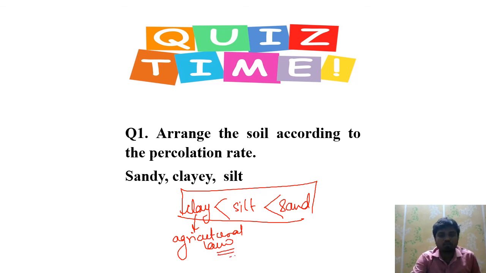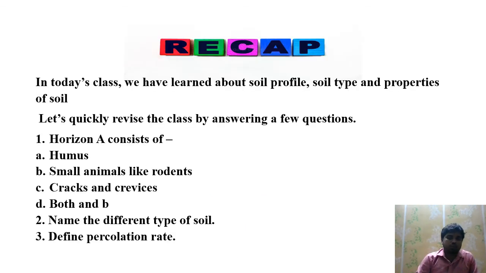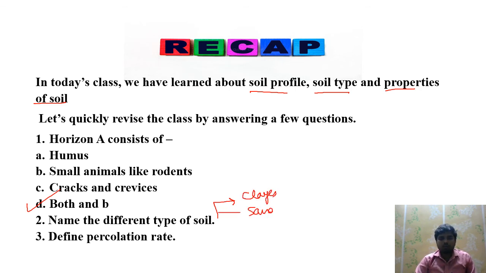Okay, now we have studied about the soil profile, soil type and properties of soil. So horizon A consists of humus, small animals like rodents, crack and crevices, or both A and B. So yes, both A and B. Name the different types of soil, students. So first one is, yes, clay soil, sandy soil and silt. And all these make a loamy soil.